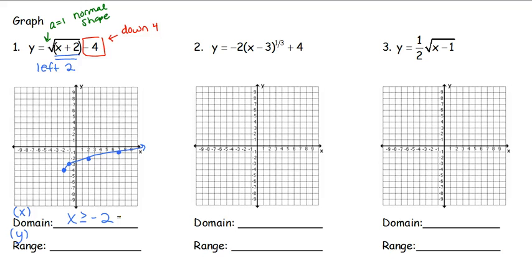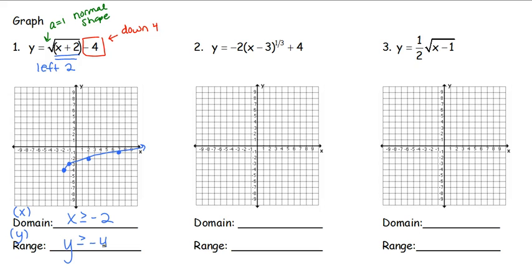If I'm looking at my range, I'm going up and down. What are all the possible y values? Well, my lowest y value I see on this graph here is at a negative 4. And then my graph continues forever going right and up. Therefore, y is greater than or equal to a negative 4.